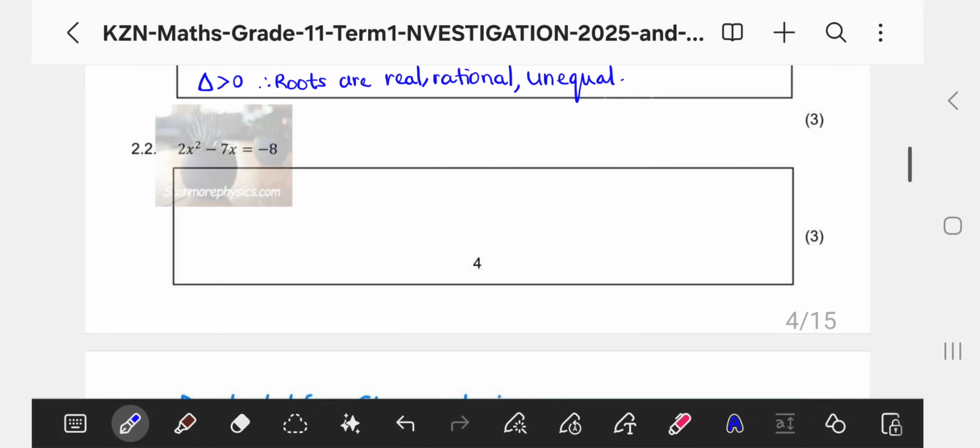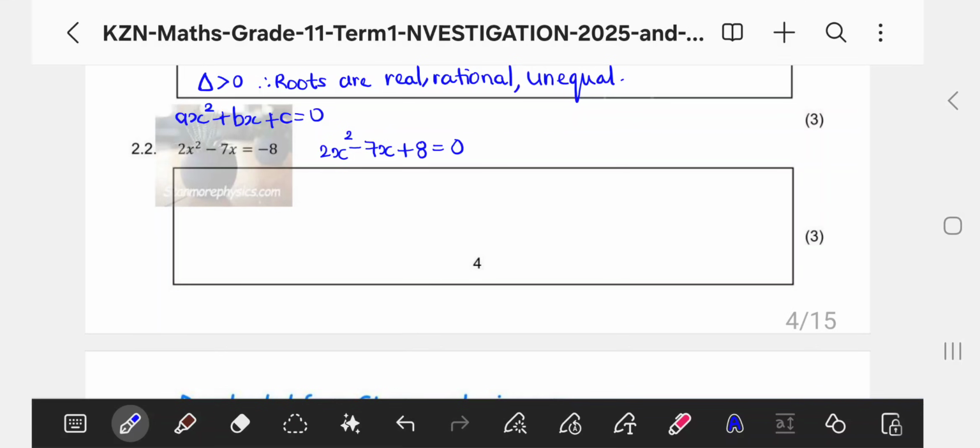Let's go on to 2.2. We need to calculate the discriminant, but before we do that, always make sure that the equation is in standard quadratic format. Standard quadratic format needs to have every term over on the left hand side and a 0 on the right. So I'm just going to prepare this equation first so that it is in the correct format. I'm going to take that negative 8 over to the left, and it becomes a positive 8.